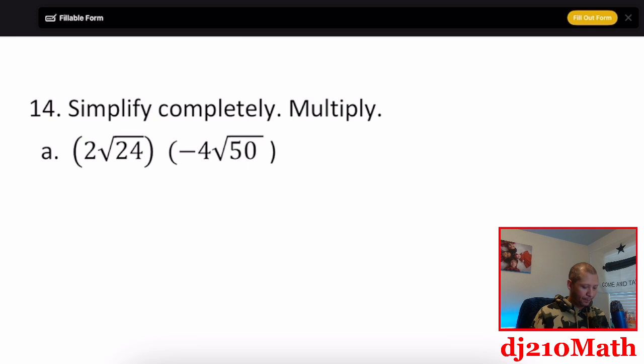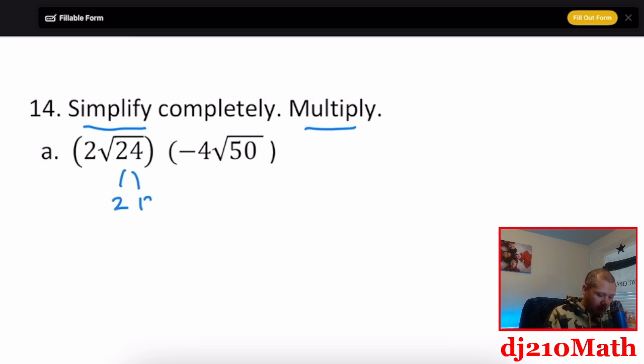Okay. Simplify completely. We're going to multiply outside times outside. Actually, simplifying first would make this a lot easier because then we're not having to deal with huge numbers. So simplify, then multiply, right? The hint is kind of in the instructions. First you simplify, then you multiply.